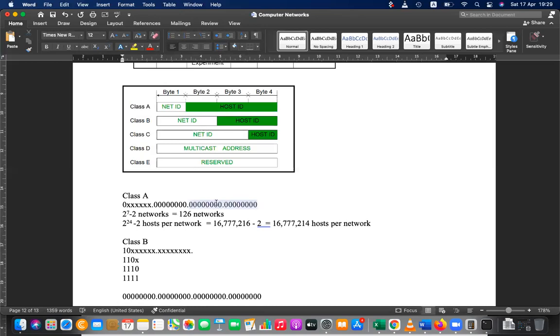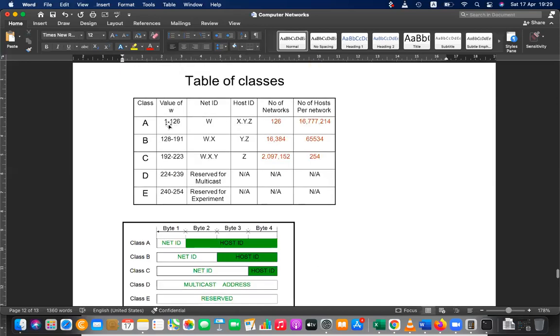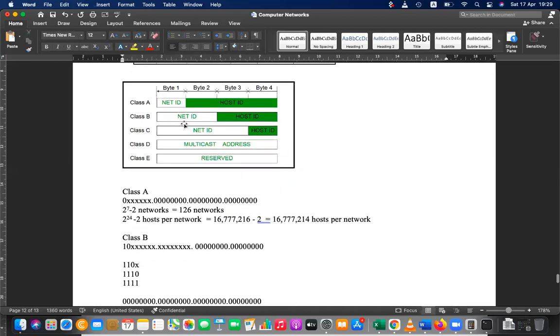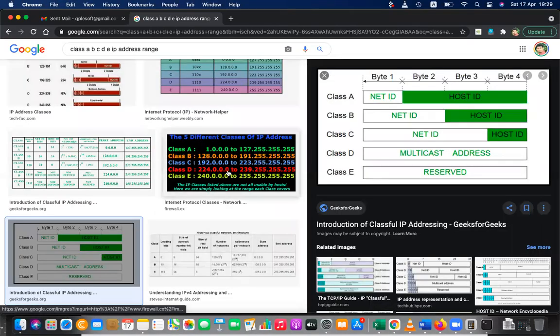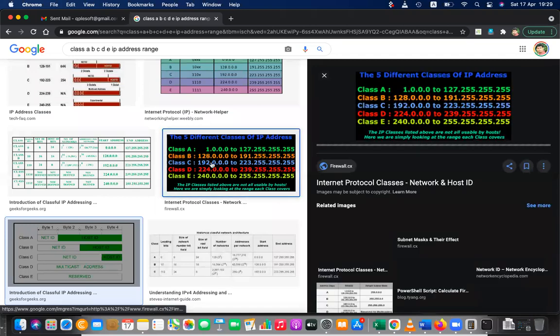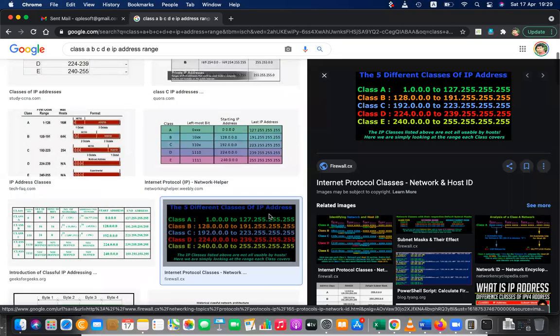Okay, these bits are reserved for the network, so the remaining bits are for computers. You can see this is the range 1 to 126. In some examples, they have given the last valid IP, 127.255.255.255. That is the last value. The first value and the last value are given.